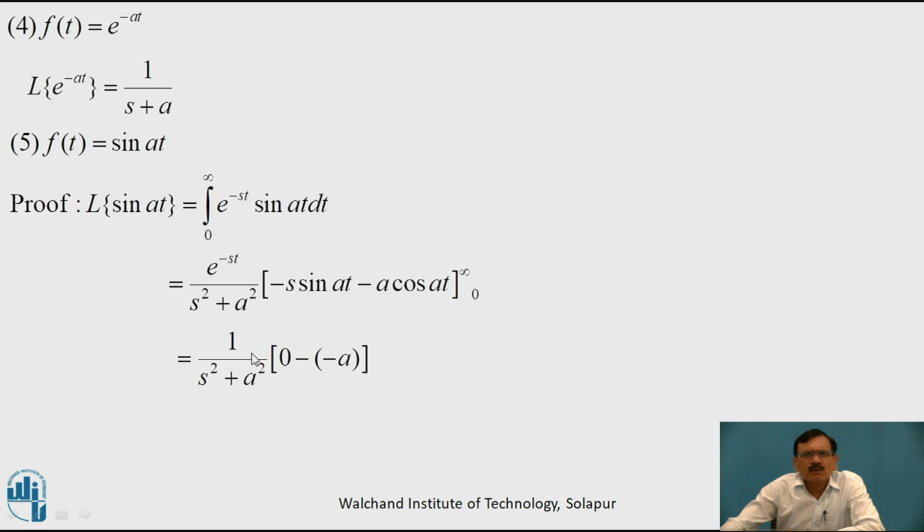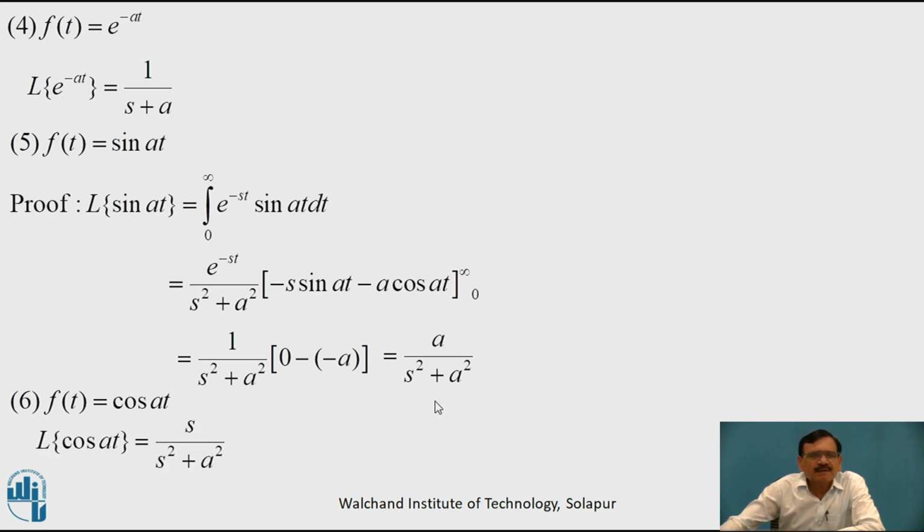And for the lower limit, what we get: sin 0 is 0 and cos 0 is 1, that is 0 minus of minus a, which is equal to minus into minus plus a upon s square plus a square. Therefore, Laplace transform of sin at is a upon s square plus a square. Similarly, by using the same method, we can find the Laplace transform of cos at as s upon s square plus a square.